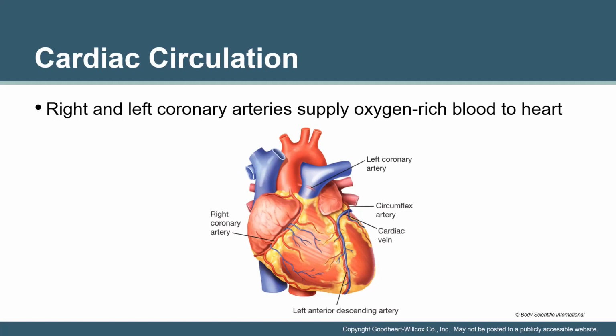Although it may seem like the blood that circulates through the chambers of the heart would provide oxygen to the heart, this is not true. The oxygen-rich blood that nourishes the heart is supplied by the right and left coronary arteries that lie on the epicardial surface of the heart. The right coronary artery has two main branches, which supply blood to the inferior and posterior walls of the heart. The left coronary artery divides into two arteries, the left anterior descending artery and the circumflex artery, which supply oxygen-rich blood to the anterior, lateral, and posterior walls of the heart.